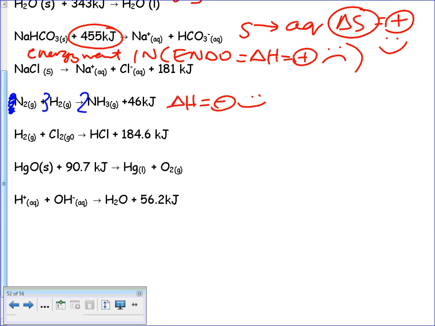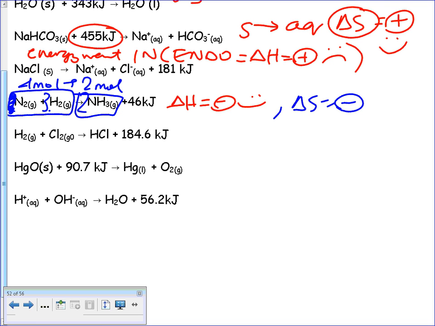What do we have here? How many moles of gas are here? 4 moles of gas. Just look at coefficients: 1 plus 3 is 4. This is just 2 moles of gas. So I went from 4 crazy moles of gas to 2. What happened? I lost disorder, right? What's delta S, positive or negative? Losing disorder means disorder goes down, so it's negative. And is that a good thing or bad thing? No, the universe wants disorder.